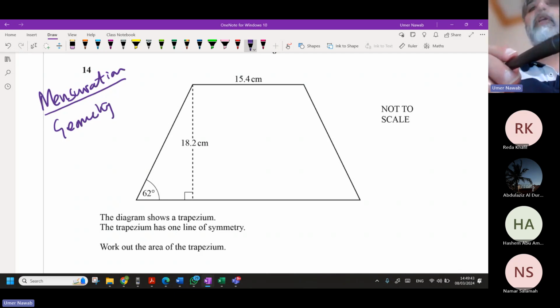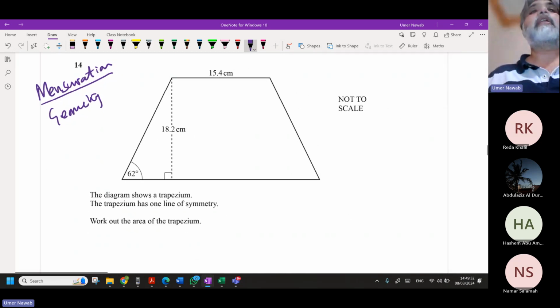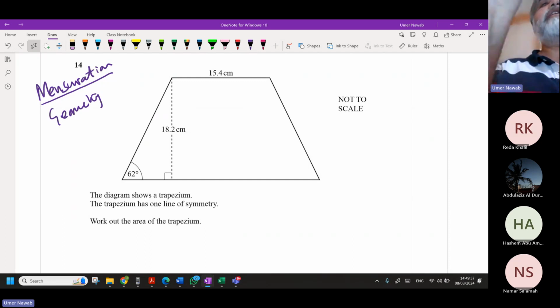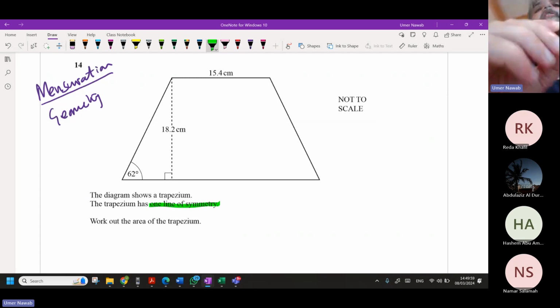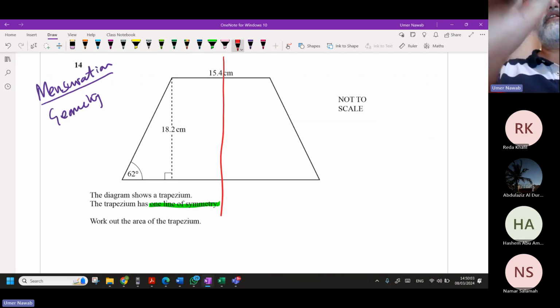I wish the examiner could have given this concept in paper 4, because blended concepts of more than two topics must be given in paper 4. Maybe it doesn't have so many marks, that's why he has put it in paper 2. So a trapezium is given to you and it has one line of symmetry. One line of symmetry means that this is the line of symmetry.